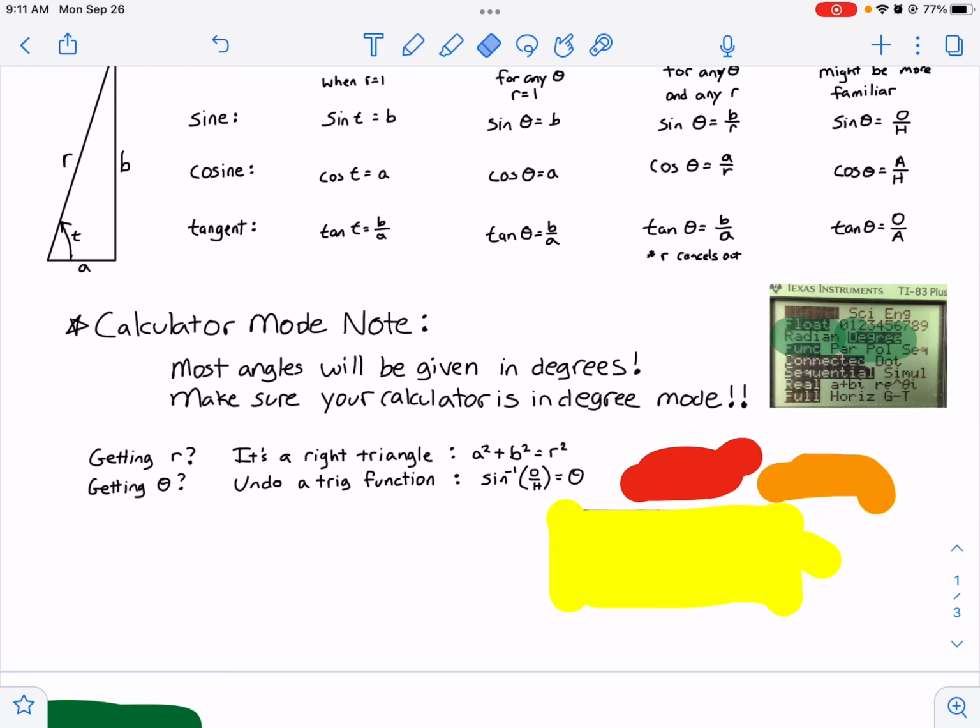What do they call it? It's not the arc. That's something else. But we're undoing it. Okay, and so there's an inverse cosine and an inverse tangent, and those are just buttons on your calculator.